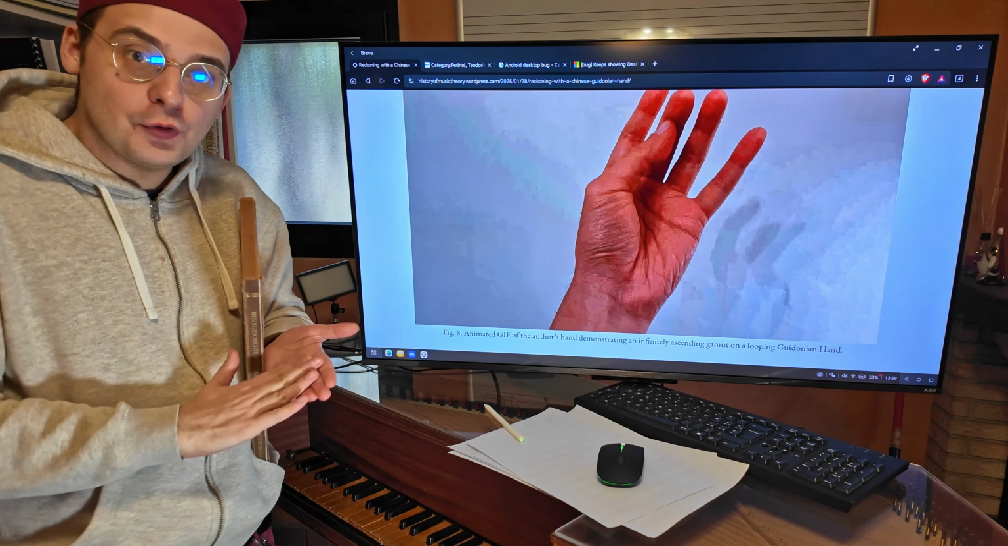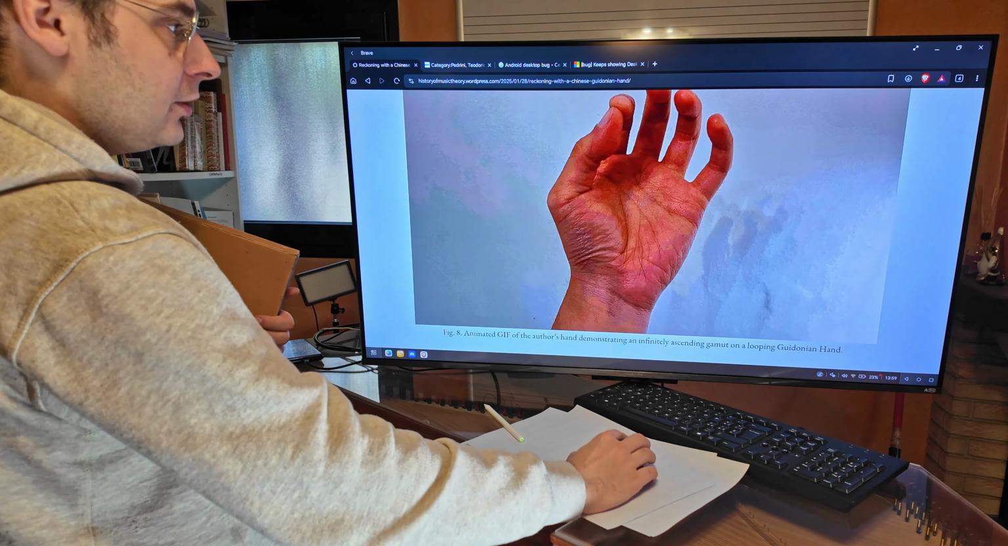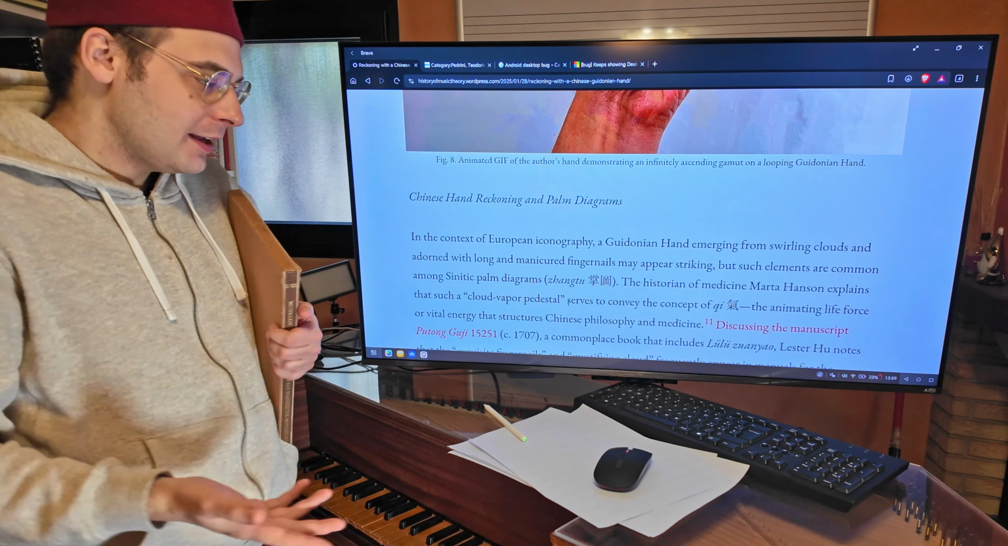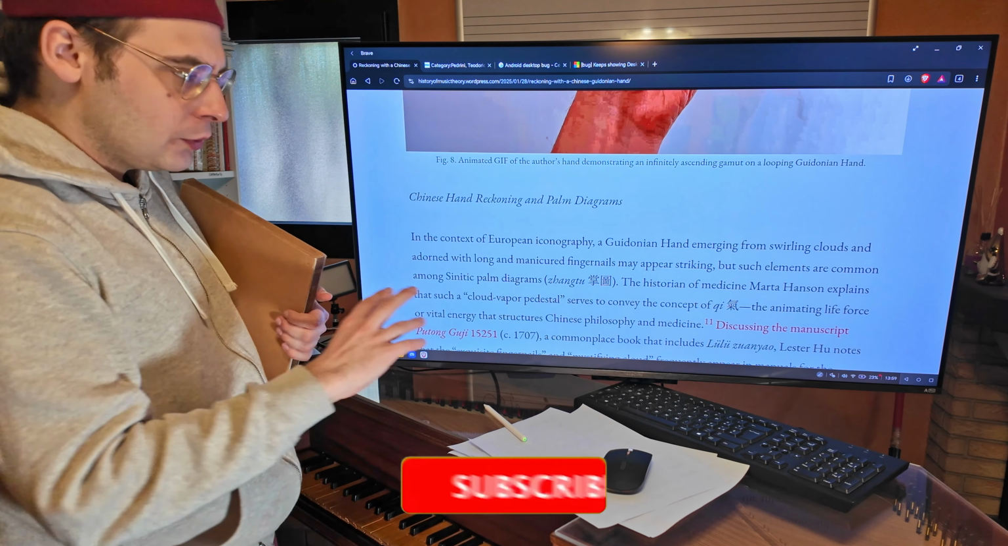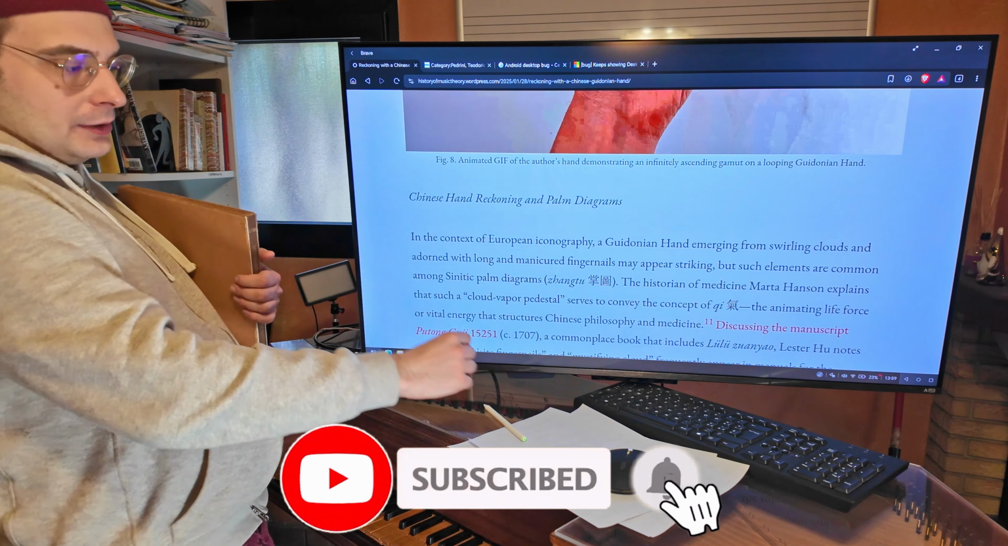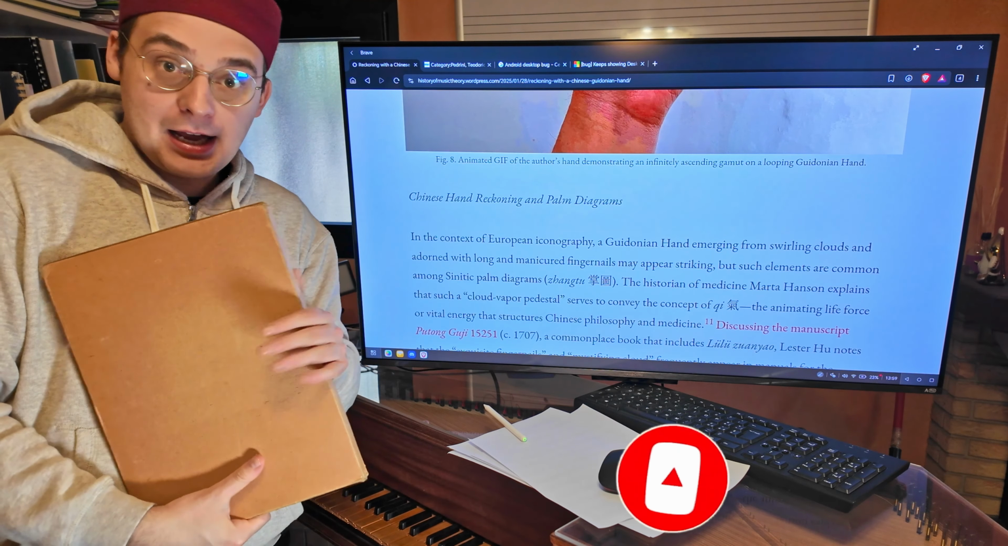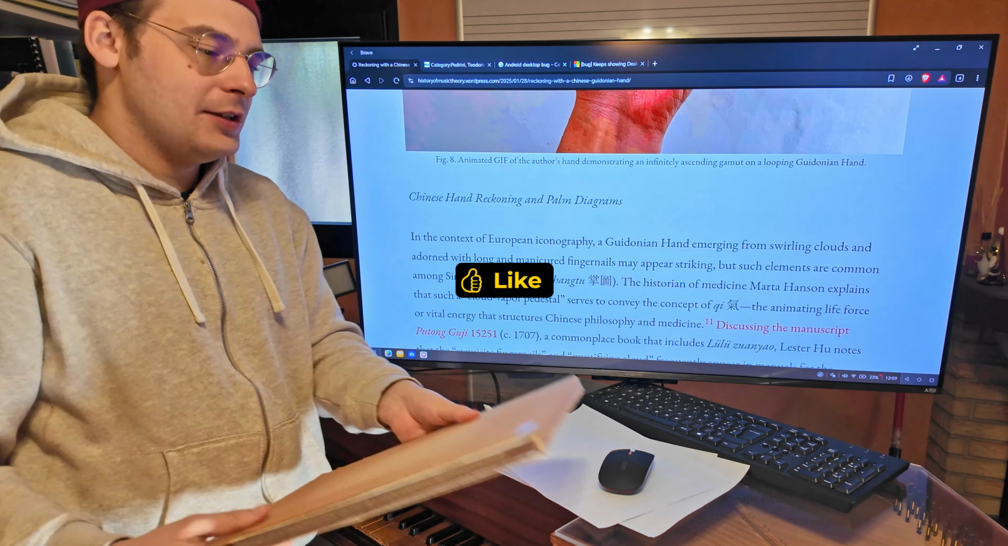Let's continue the reading of this article about the Chinese Guidonian hand, and we have a lot of interesting things to read today here in this second part, and I have something special that I will show you at the end, so stay tuned.